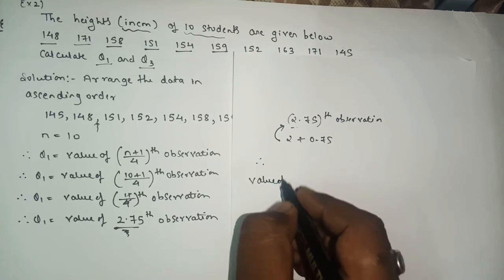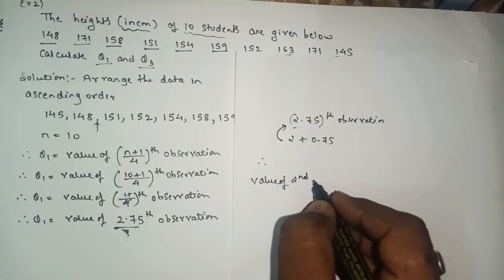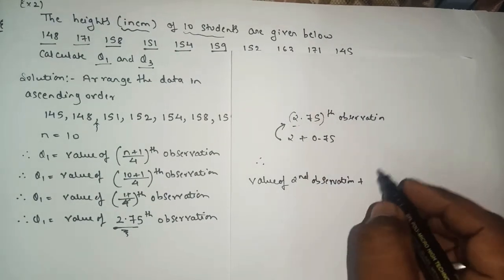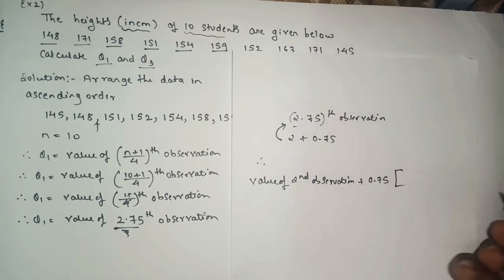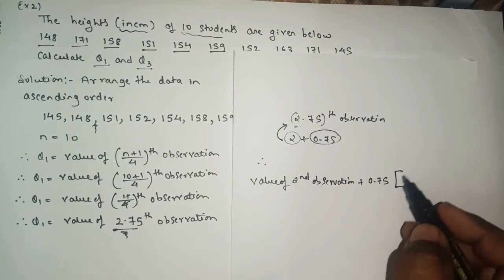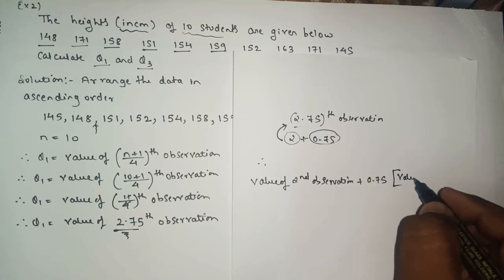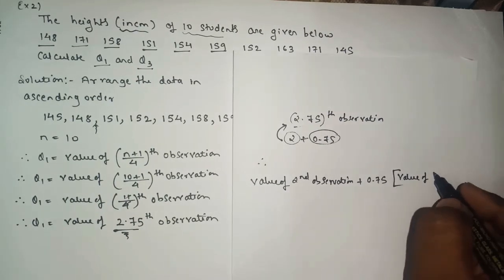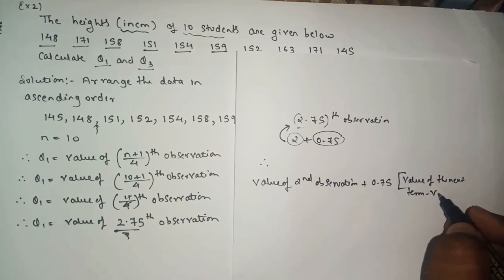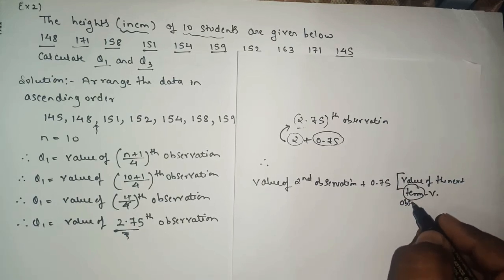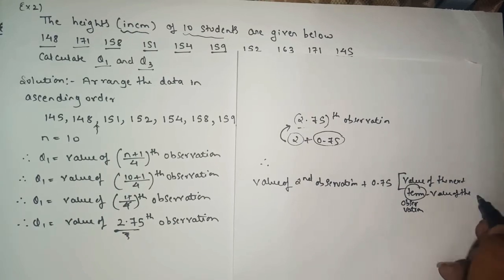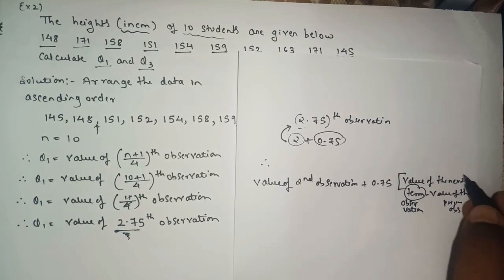You will write the value of the second observation. This is the second observation, yes or no? Second observation plus you will write 0.75 in the bracket. This is the value of the second observation plus 0.75. In the bracket you will write the value of the next term, meaning next observation, minus the value of the previous observation.